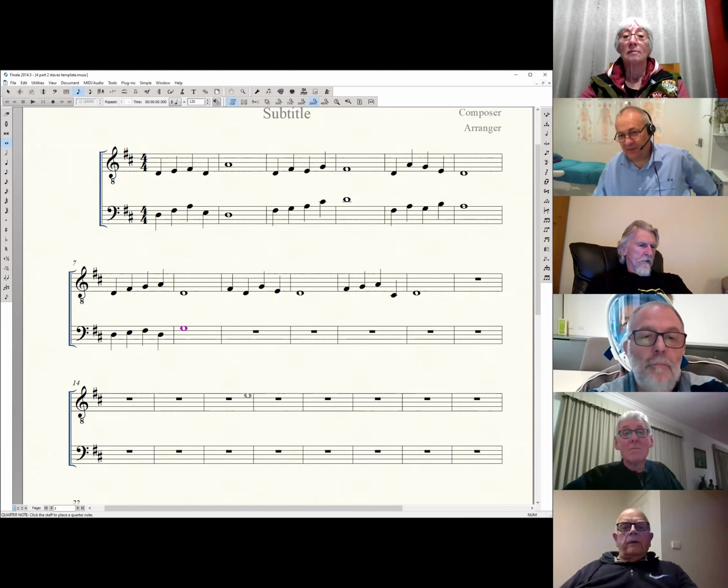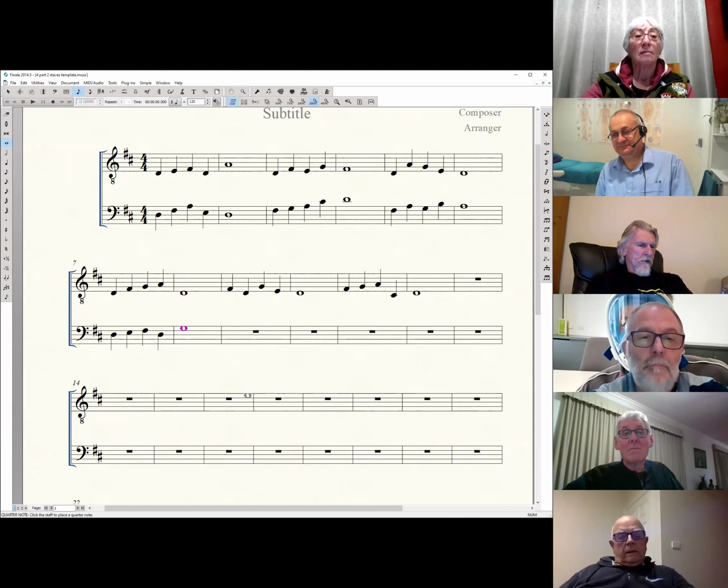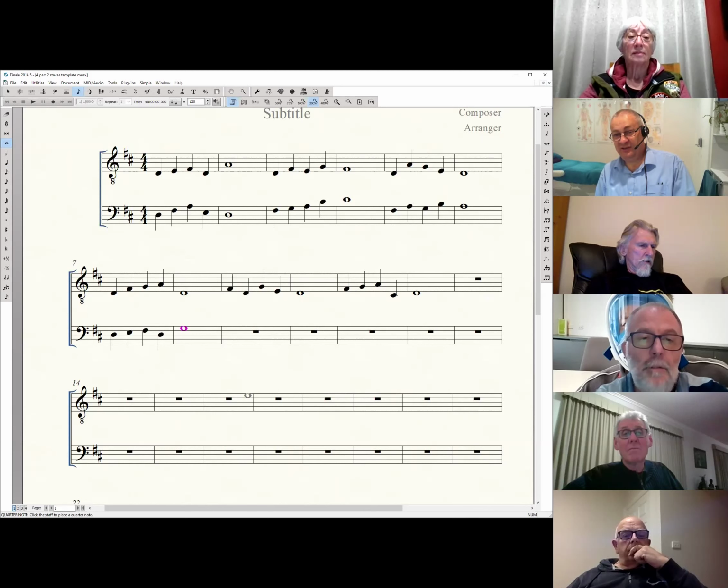Trying to get the last one wrong. All but the last note is correct. Try it once again. So now all but the second last note were correct.